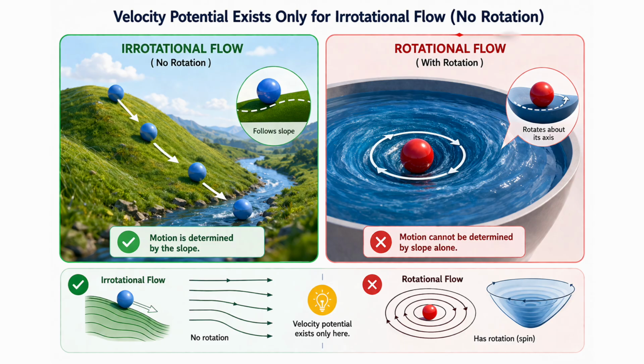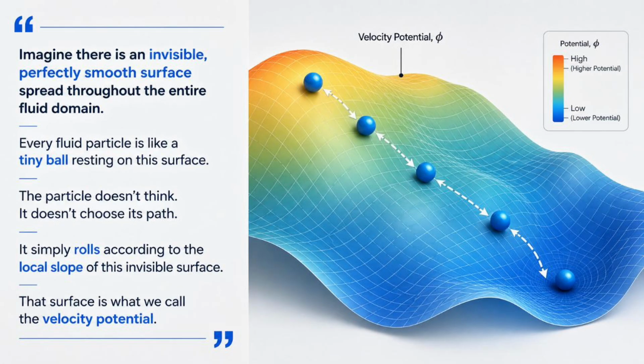Therefore, velocity potential exists only when the flow is irrotational. If rotation is present, this analogy breaks down. Imagine an invisible, perfectly smooth surface spread across the entire fluid domain. Every fluid particle behaves like a small ball resting on this surface.